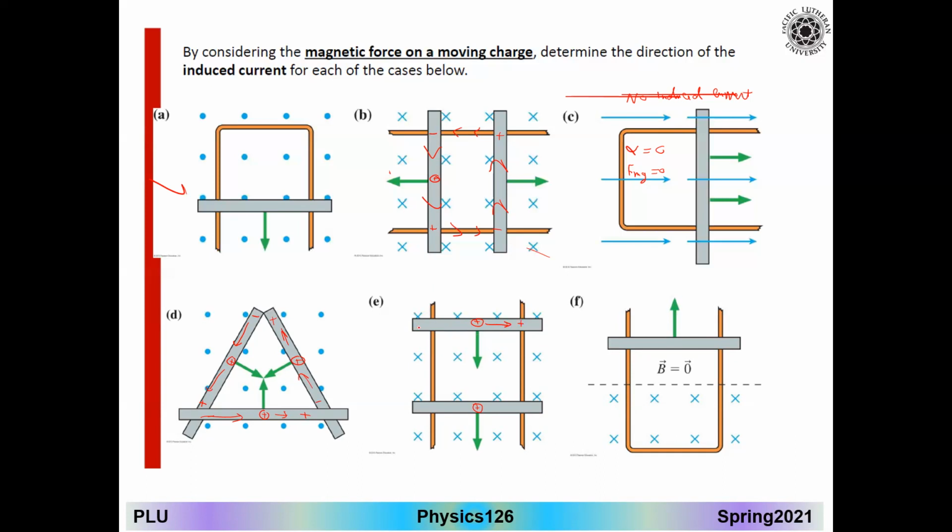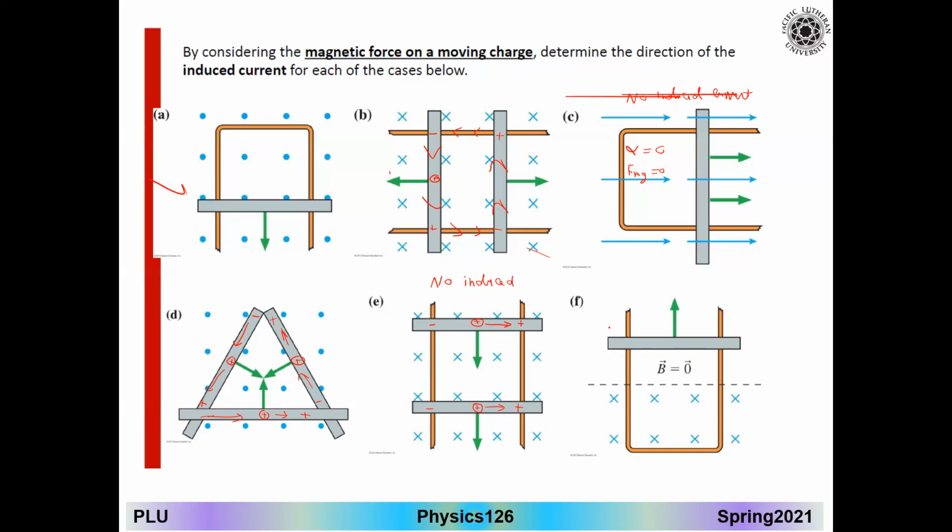So here is the positive, and here is the negative. Similar for this one, it has the same direction. Magnetic force will be to the right. That means positive charge here and negative charge here. So here I have negative charge in the same direction, positive charge in the same direction. So there is no induced current here as well.